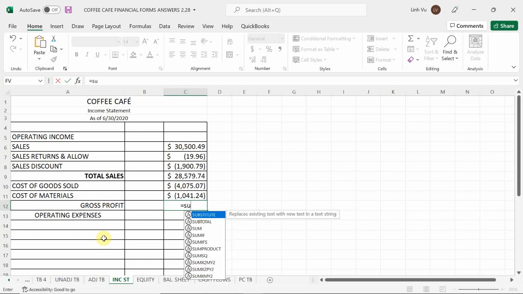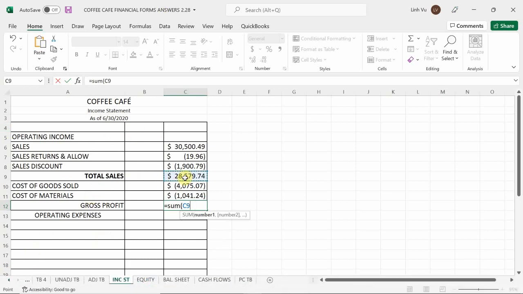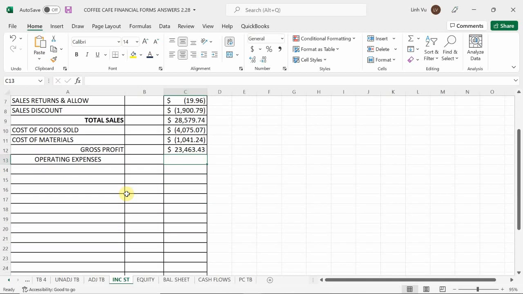So this is also another sum, right? What you're going to do here is you're going to take your total sales, okay? All right? And you're going to subtract out your cost of goods sold and subtract your cost of materials, right? Because they are directly correlated to your sales. So in this case, my gross profit so far is $23,463.43. Okay, that's your gross profit.